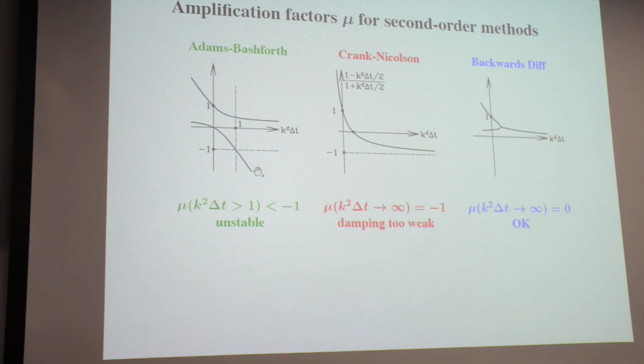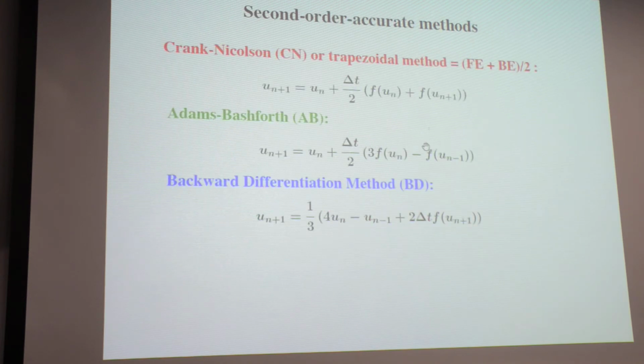Okay, but I think everybody knows that Adams-Bashforth is an explicit method, and no explicit method can be stable. And we'll say that in just a moment. Why is it an explicit method? Because here you have a formula using the past to get to the future, whereas for Crank-Nicolson or backwards differentiation, you have the future also on the right-hand side. So this is an equation to be solved for u n plus 1.